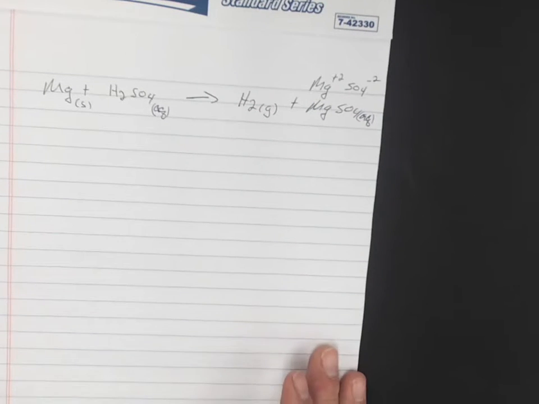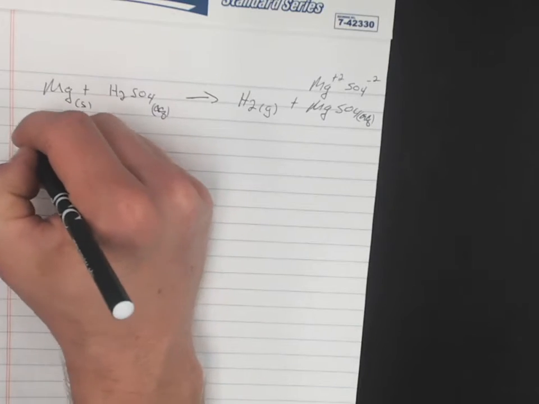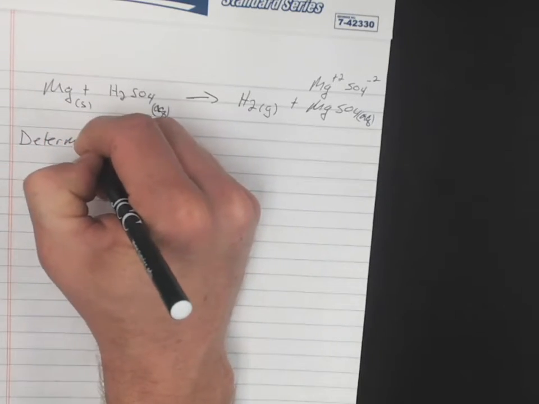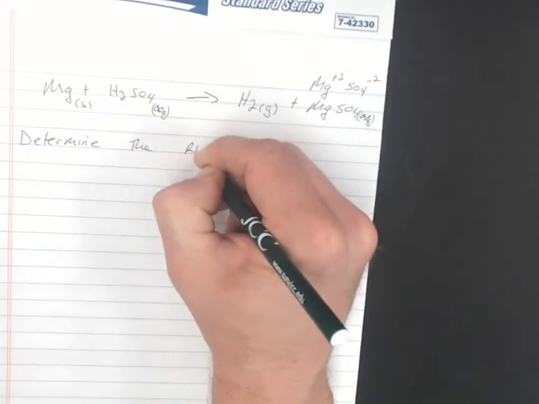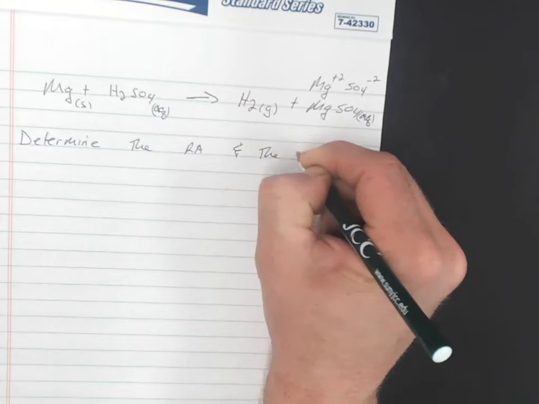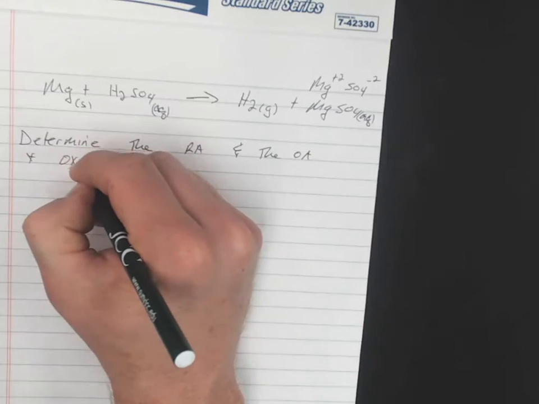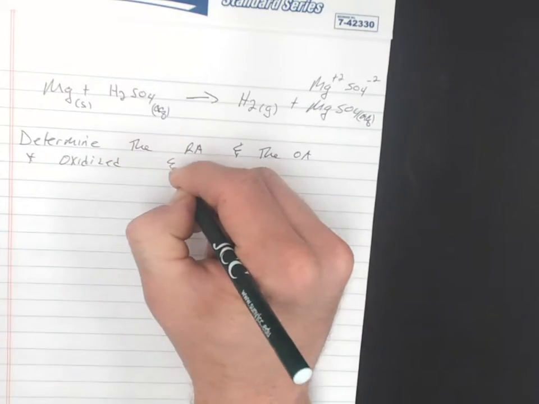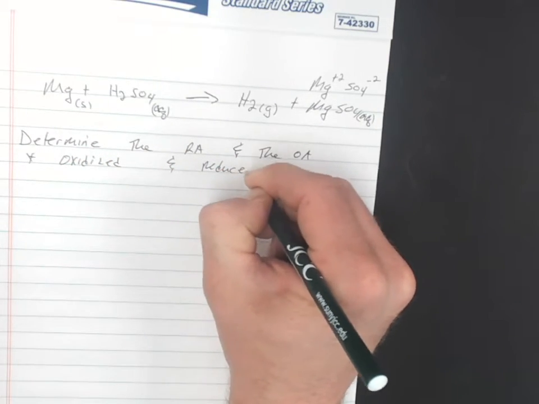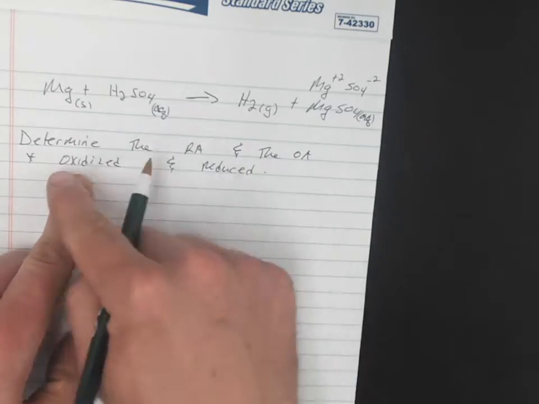We need to do some hookups with oxidation numbers. I want you to determine the reducing agent and the oxidizing agent. Now remember, you never answer that question directly. What we really want to find is what is oxidized and what is reduced. Whatever is oxidized is the reducing agent. Whatever is reduced is the oxidizing agent.